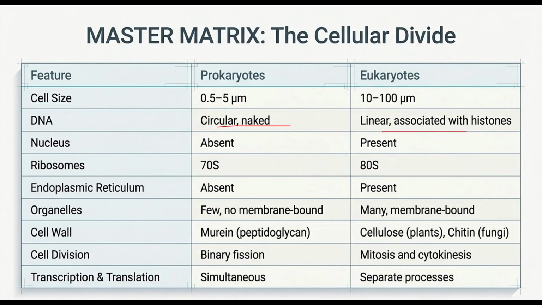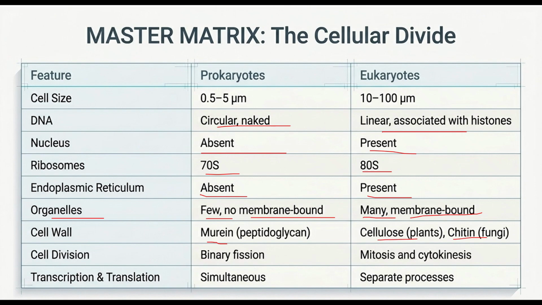Then for the nucleus, it is absent. In eukaryotic, it is present. As we mentioned, ribosome is 70S, here it is 80S. And what about endoplasmic reticulum? In prokaryotic, it is absent. In eukaryotic, it is present. And organelles, in prokaryotic, there are only few or no membrane-bound organelles. But in eukaryotic, we can see many membrane-bound organelles. And about the cell wall, it is murein, right? Here it is cellulose and chitin.